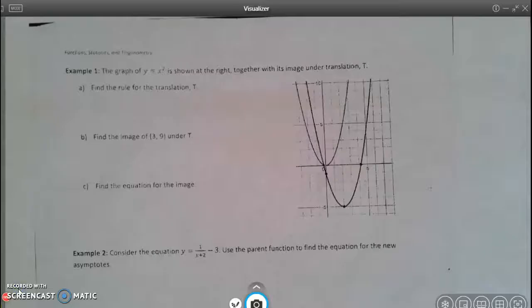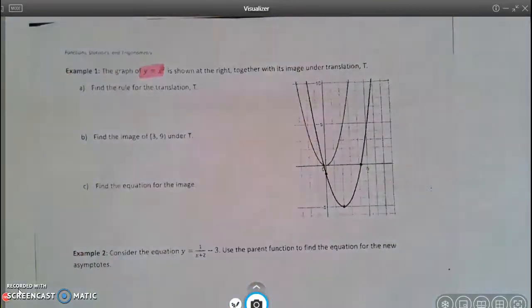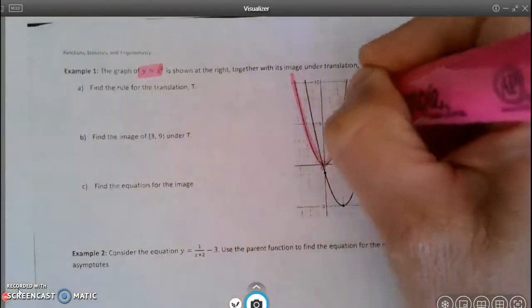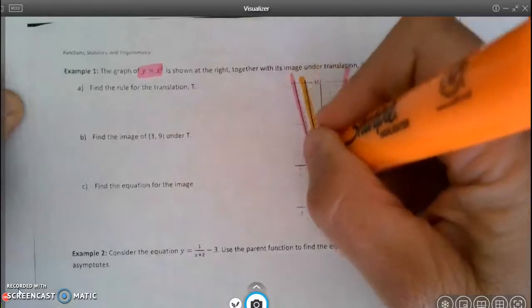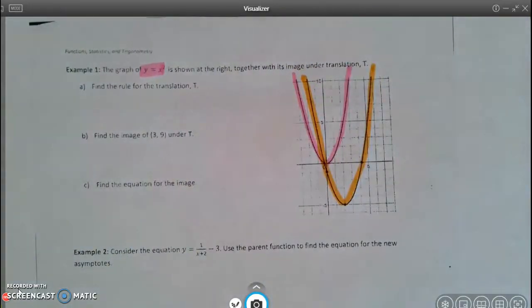All right, so let's look at example 1. So it's the graph of y equals x squared. That would be the parent function, is shown at the right. So here is y equals x squared. That's the parent function, together with its image under translation T. So the other graph here, this is my translated quadratic. So we're asked to find the translation rule for T.